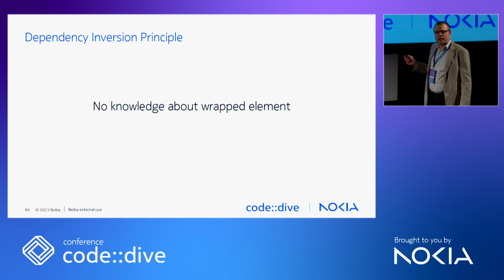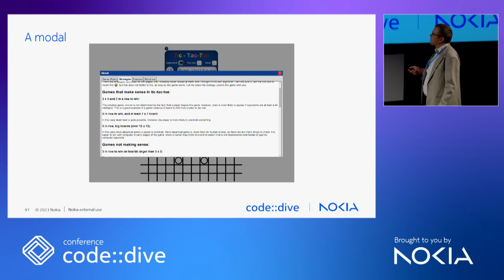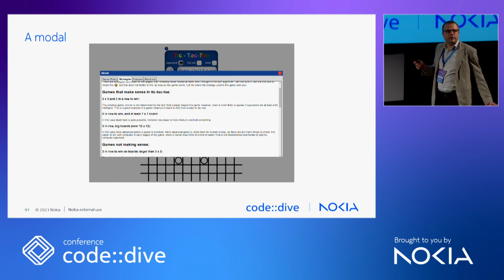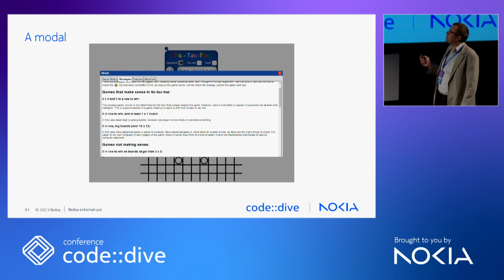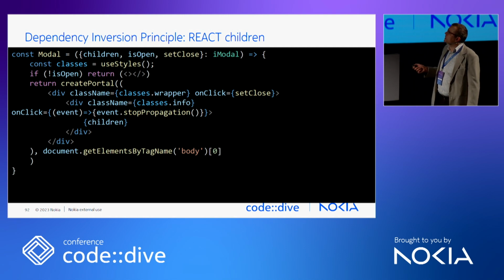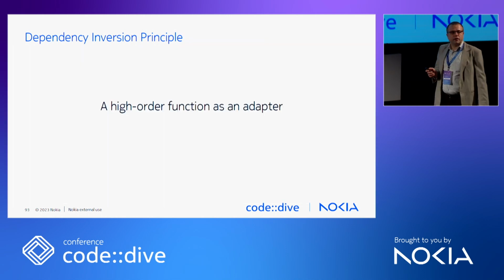No knowledge about wrapped element. There is a so-called modal in graphical user interface design. It just hides something that's in the background. You cannot play tic-tac-toe in this example. You may only interact with this window and read about tic-tac-toe. Then you have to close it before you continue. And there may be one modal component like this in React, let's say, because it doesn't have to know what it displays. It doesn't know what the children is here. And there is a high order function.